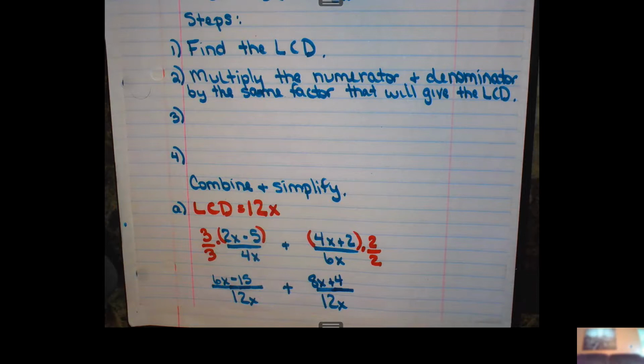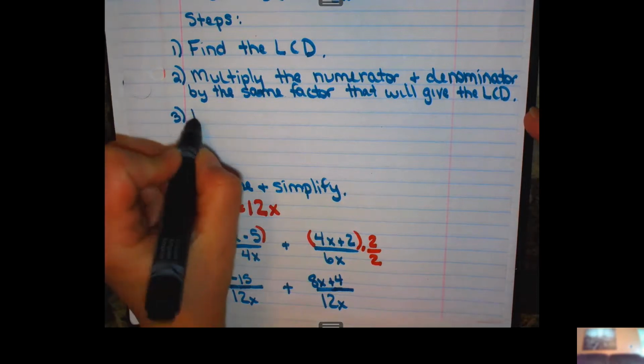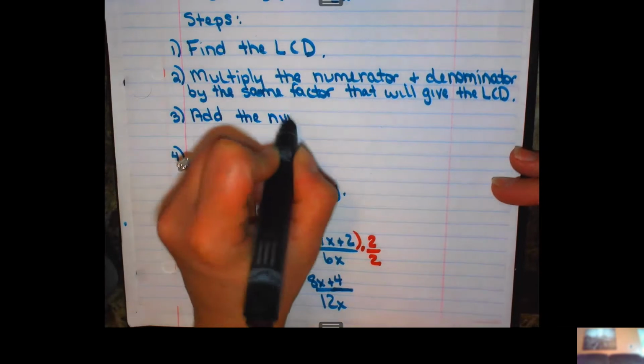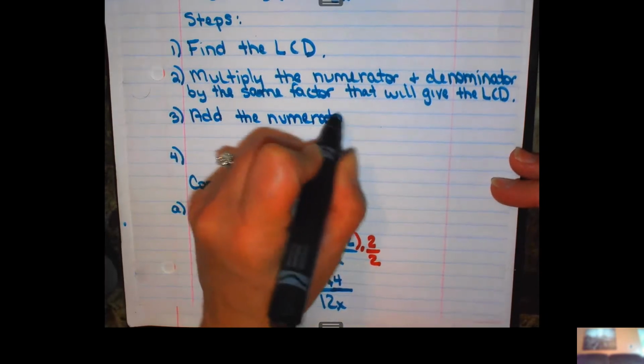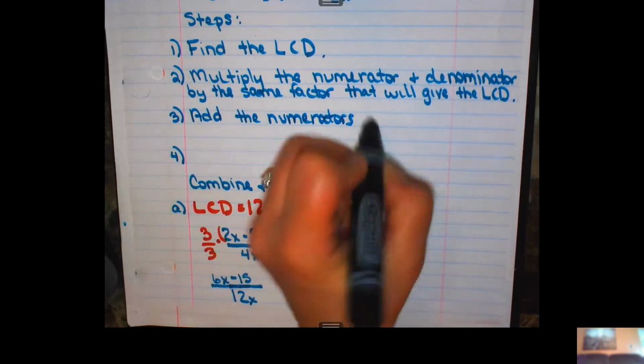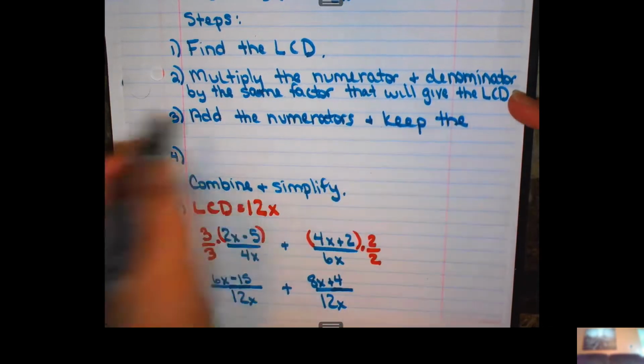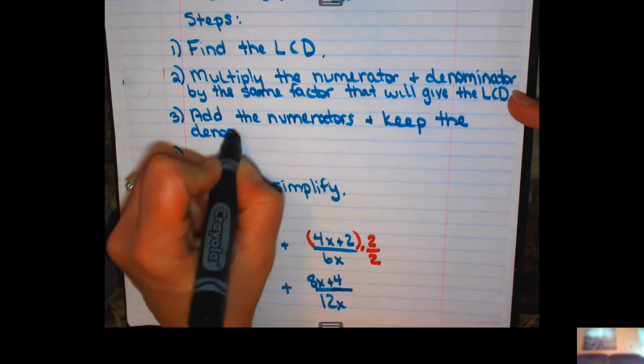Step 3, can you write add the numerators? You can abbreviate. Add the numerators and keep the denominator the same.